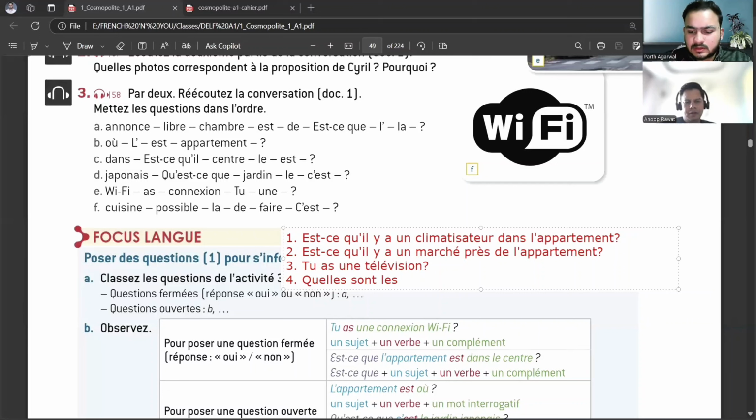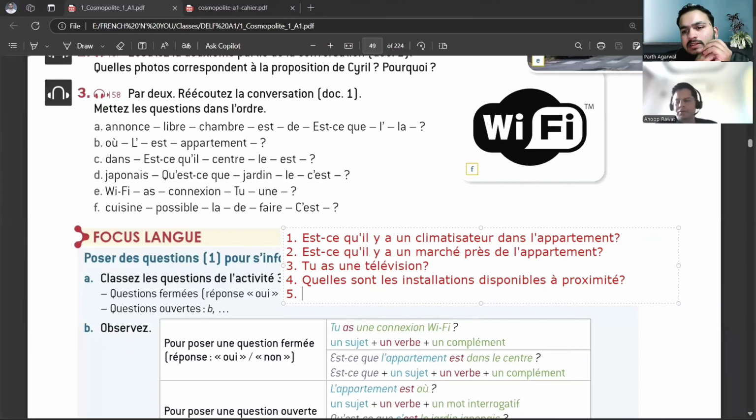sont les installations disponibles à la proximité. That's true. Quelles sont les installations disponibles à proximité? How far it is from the city center, or how far the apartment is from the city center.